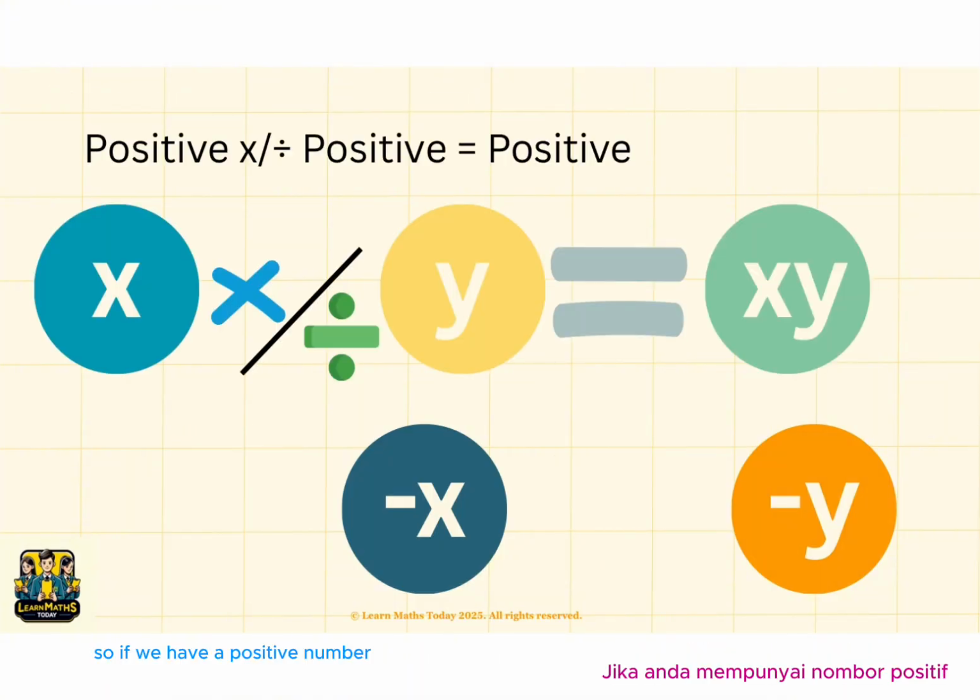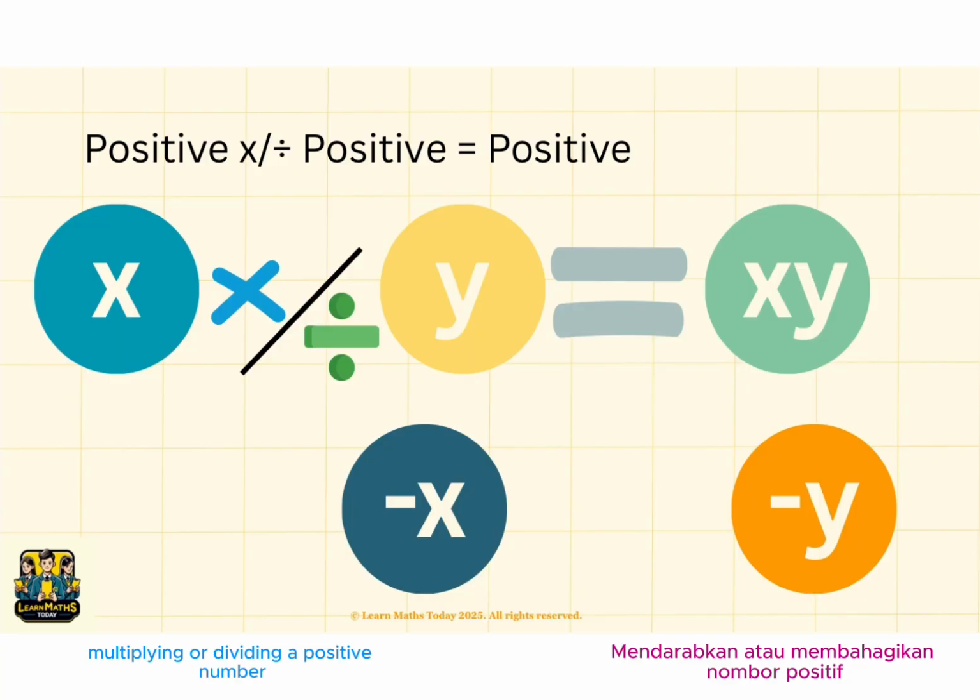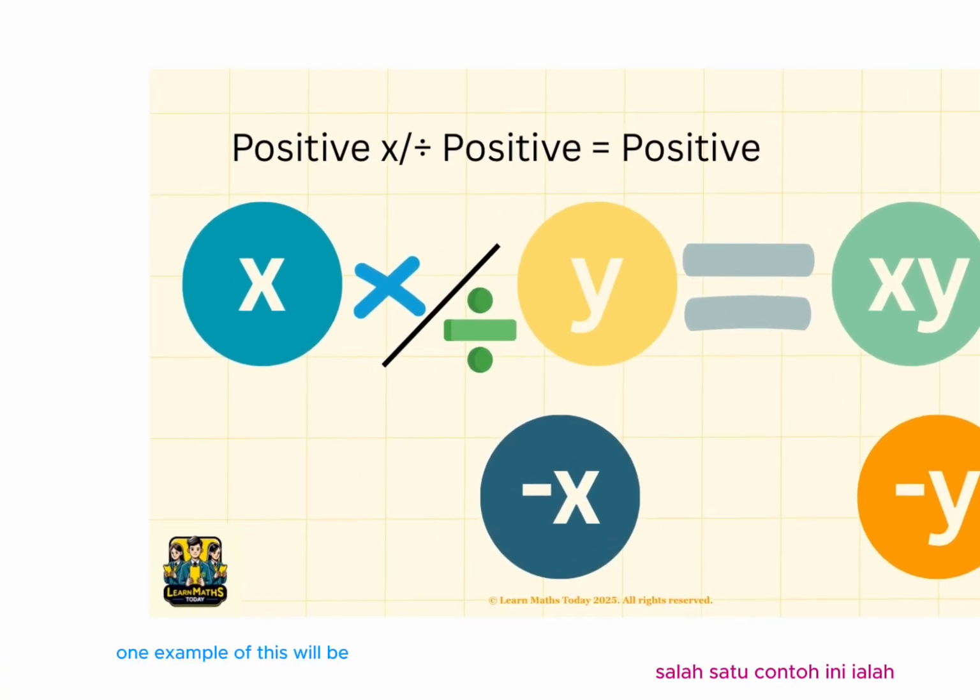So if we have a positive number multiplying or dividing a positive number, you will get a positive number. One example of this will be, for example, 2 times 2. Both 2 and 2 are positive, so the final answer will be 2 times 2, 4, and 4 is a positive number.